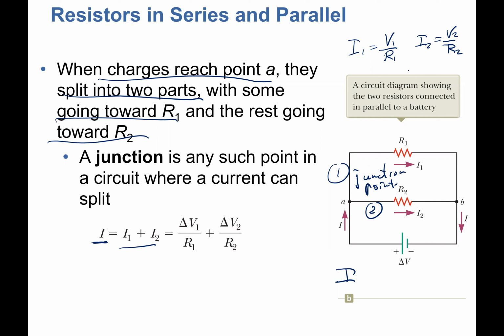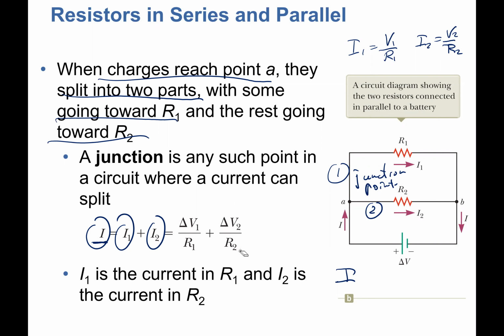So here's what we get. The total current equals I1 plus I2. What is I1? It is the voltage across resistor 1 divided by resistor 1, plus the voltage across resistor 2 over resistor 2. Basically Ohm's law, V over R for each one of them. So I1 is the current in R1, and I2 is the current in R2.